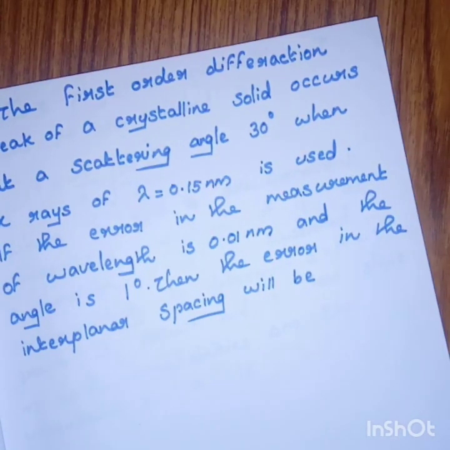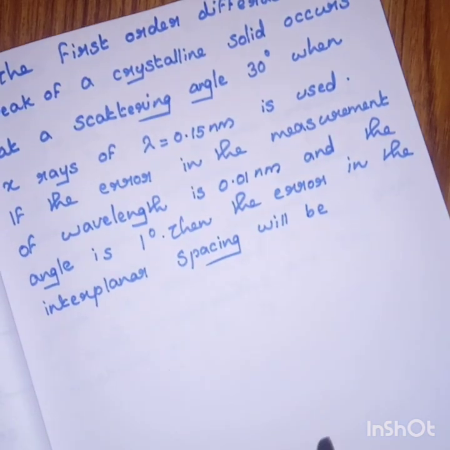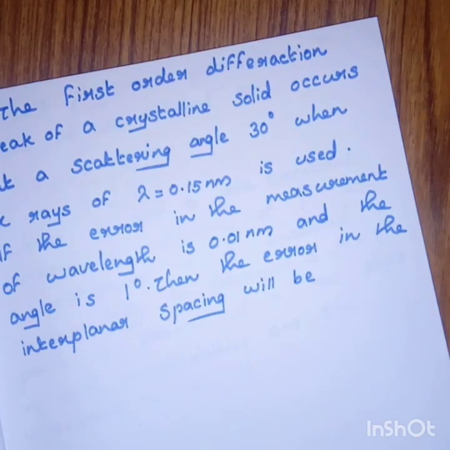The diffraction peak of a crystalline solid occurs at a scattering angle of 30 degrees when x-rays of lambda equal to 0.15 nanometer are used. If the error in the measurement of wavelength is 0.01 nanometer, and the angle is 1 degree, then the error in the interplanar spacing will be? Here the question is asked about the diffraction pattern.